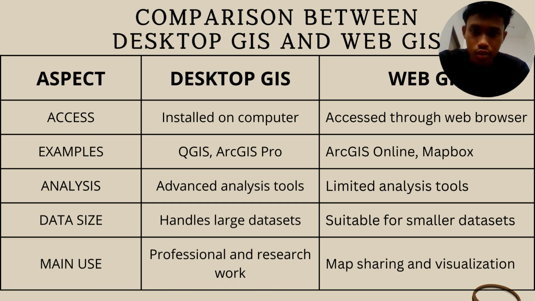And then for another aspect, which is analysis, desktop GIS has advanced analysis tools, and web GIS has limited analysis tools. For data size, desktop GIS can handle large datasets, and web GIS is suitable for smaller datasets. And lastly, for main use, desktop GIS is for professional and research use, and web GIS is for map sharing and visualization.